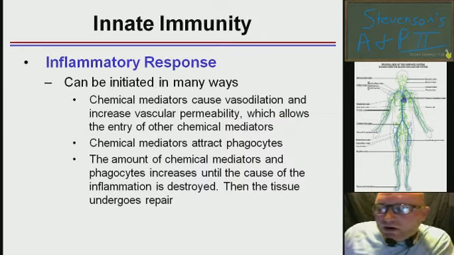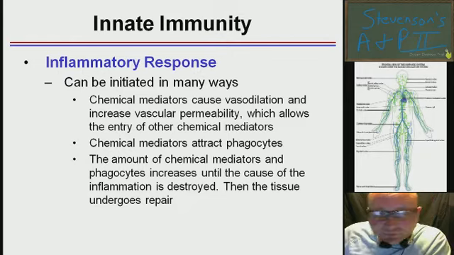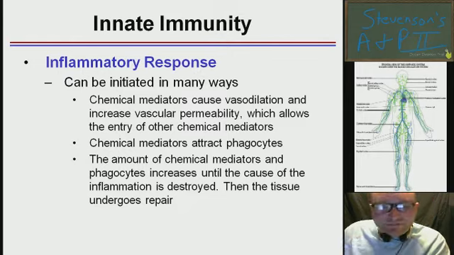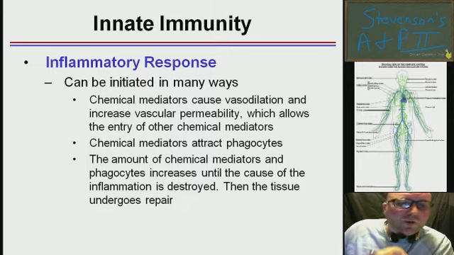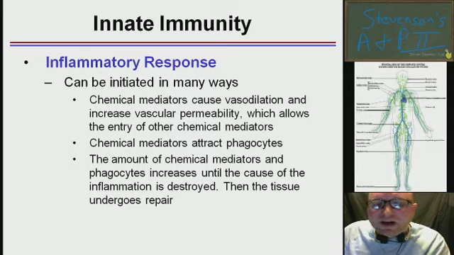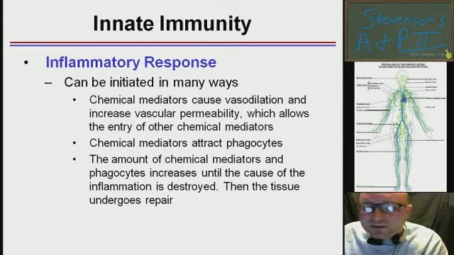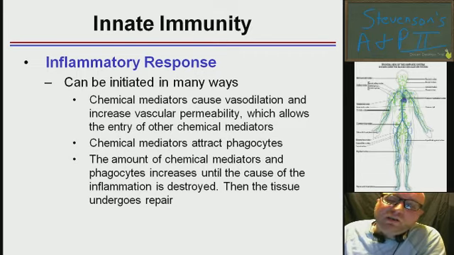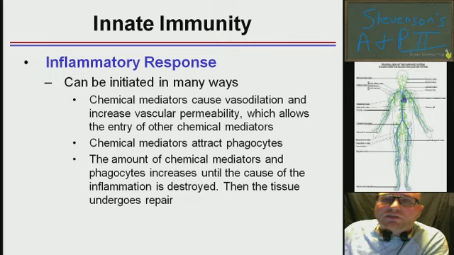Okay, inflammatory response. The inflammatory response of the body can be initiated in many different ways. Chemical mediators can cause vasodilation and increase vascular permeability, which allows the entry of chemical mediators. Chemical mediators then attract phagocytes, cells that are capable of phagocytosis. What were they called? Remember, you got the macrophages, and you also have the neutrophils.